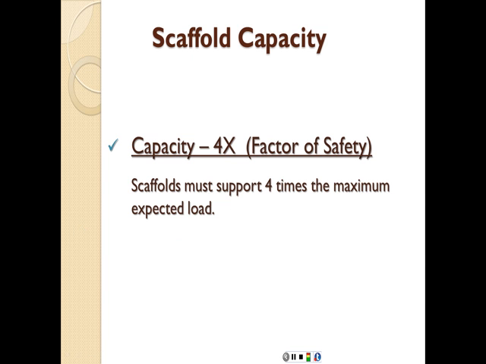The capacity of the scaffold is 4 times the maximum expected load. So you calculate what's the maximum expected load. Dead load, which is equipment and the weight of the own scaffold, and live load, the weight of people and materials that are going to be placed on that scaffold. Multiply that by 4, and that should be the design capacity of that scaffold. So we call that a factor of safety. So if it's loaded with twice as much, nothing's going to happen. 3 times as much, nothing's going to happen. Even 4 times as much, it should not collapse before that happens.